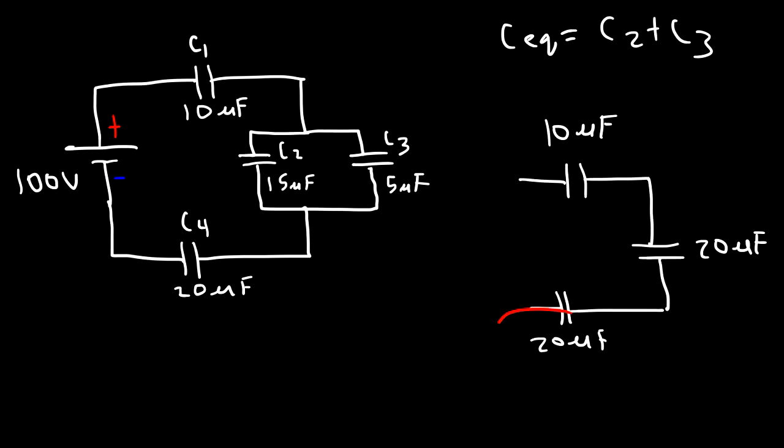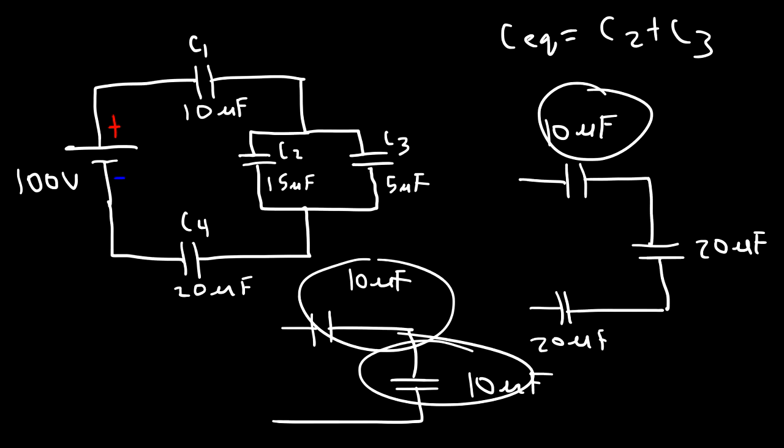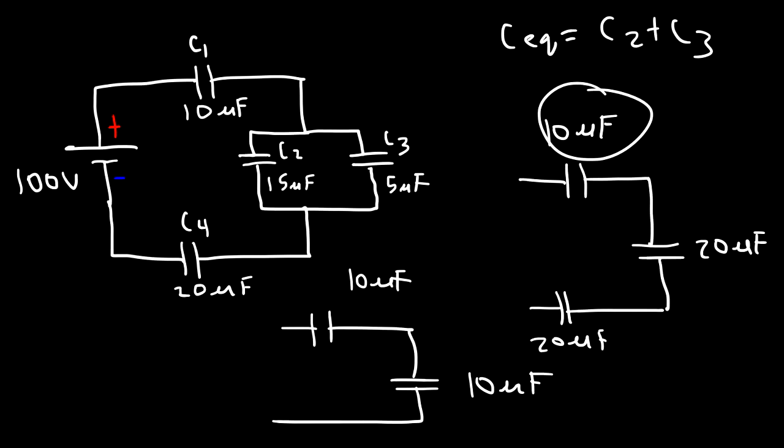Now, whenever you have two capacitors in series with each other, and if they have the same value, the equivalent capacitance of those two capacitors is going to be half of their individual values. So half of 20 is 10. So I can replace these two capacitors with a single 10 microfarad capacitor. Now this capacitor is also 10. So the equivalent capacitance of these two will be 5. So that's the equivalent capacitance of the entire circuit.